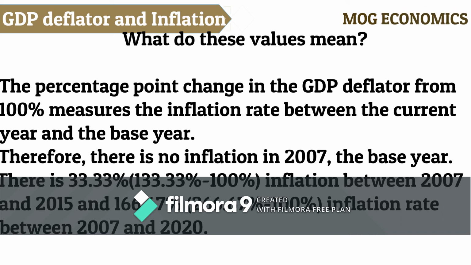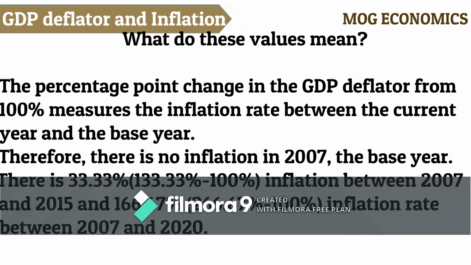In 2015, inflation is 33.33%, that is 133.33% minus 100%. Compared to 2007, in essence, the average price level has risen by 33.33% between 2007 and 2015. Remember again that I mentioned that the percentage point change of the GDP deflator from 100% measures the inflation rate, be it positive or negative, between the current year and the year whose price was used as the base year. So our result of 33.33% shouldn't be confusing.